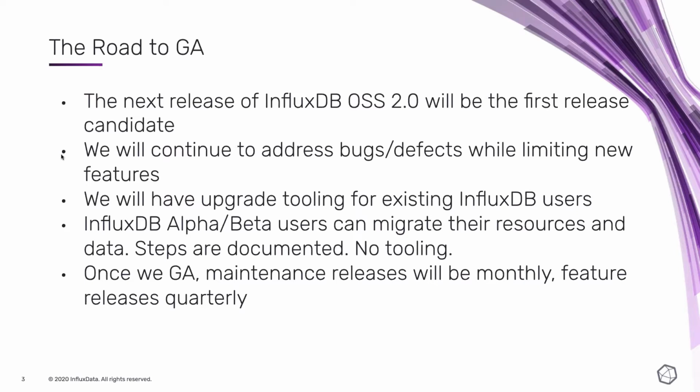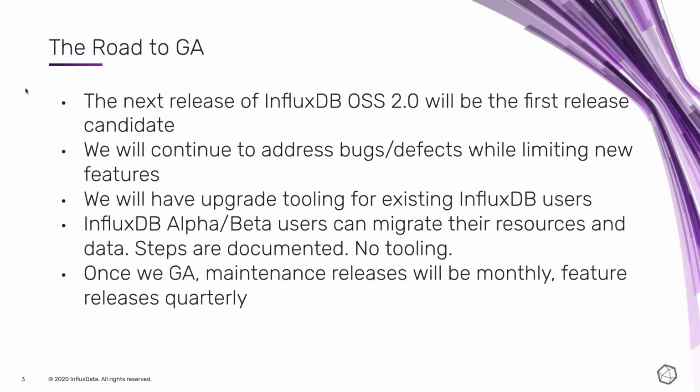Once we GA, our plan is to do maintenance releases on a monthly basis. Those will be the patch fix releases, and then we want to do feature bearing releases quarterly. We want to really stick to that schedule because a good release cadence helps everyone, helps us and helps the community. So that's the plan for getting from where we are to GA in the coming months.